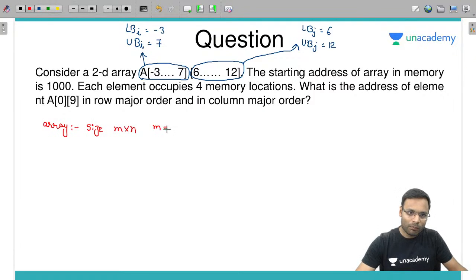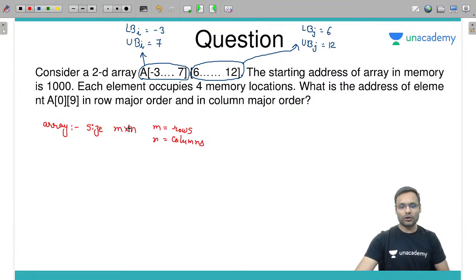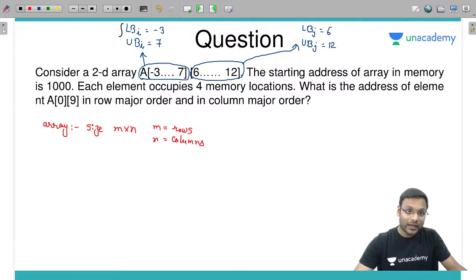m is the number of rows, n is the number of columns. Can you calculate the values of m and n? Yes, absolutely. From this you can calculate m, and from this you can calculate n.